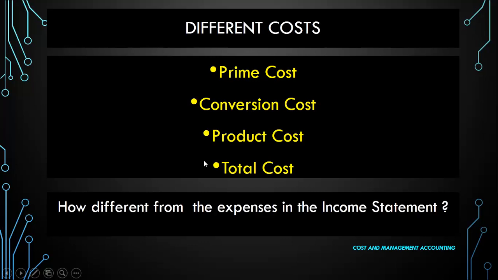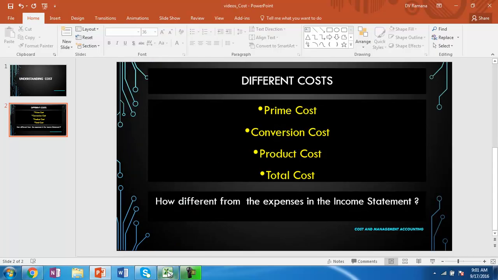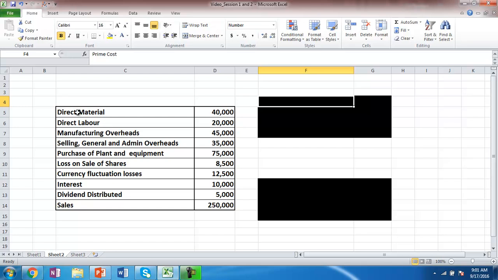Along with this, we will also see how this cost is different from the expenses that are generally shown in the income statement. At a prima facie level we can say that cost is the summation of expenses, but the actual composition of the cost to a large extent depends on the purpose for which we are determining the cost. For example, if the financial information relating to the expenses is given, with this information we can find different types of cost.